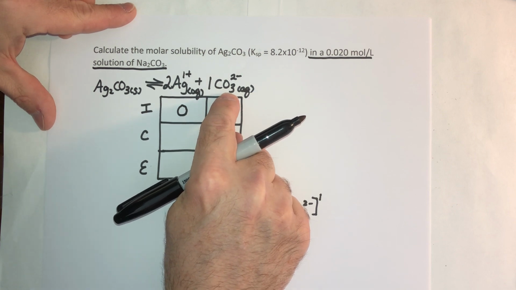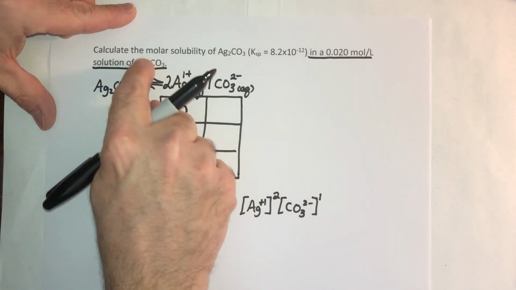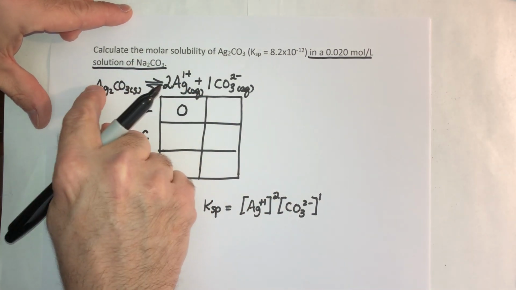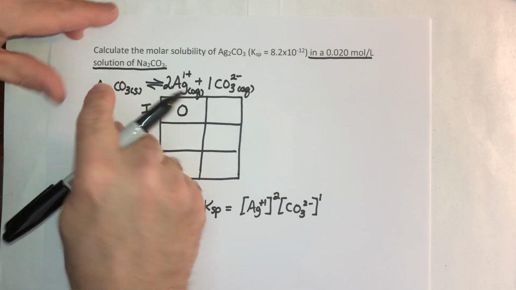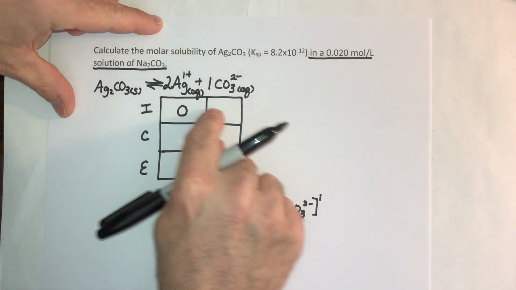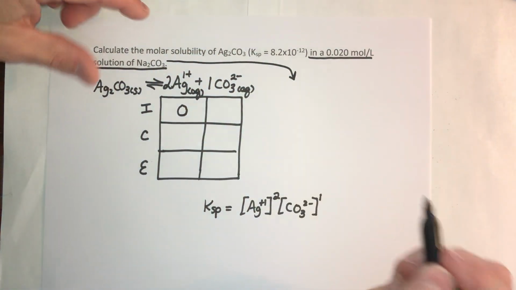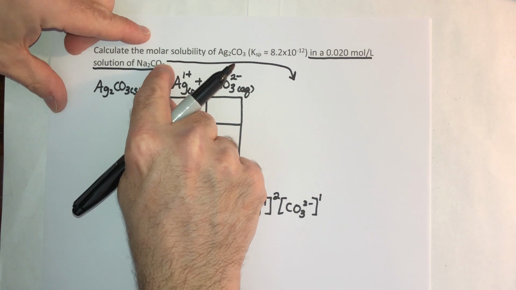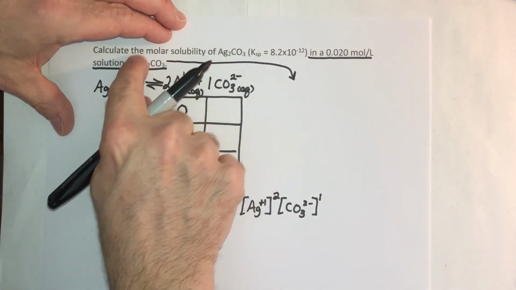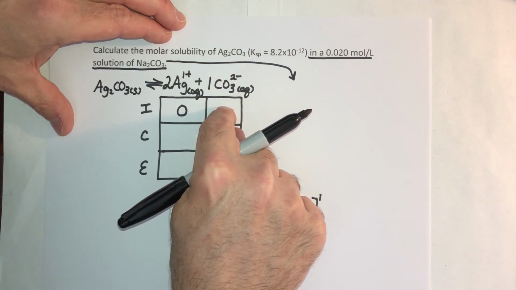But the carbonate is coming from two different places. It's coming from the silver carbonate, but it's also coming from the sodium carbonate. Now, this here has not had a chance to break up. So in the beginning, you have none of it. So none from this source. But this sodium carbonate was pre-dissolved. The sodium carbonate was already in the water. So whatever amount of carbonate you have from the sodium carbonate, that's what you have initially.